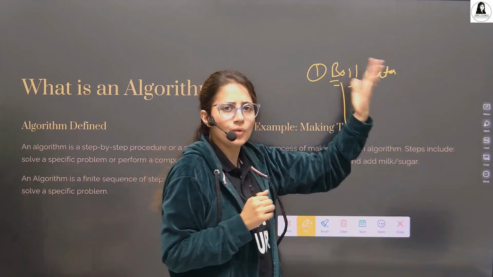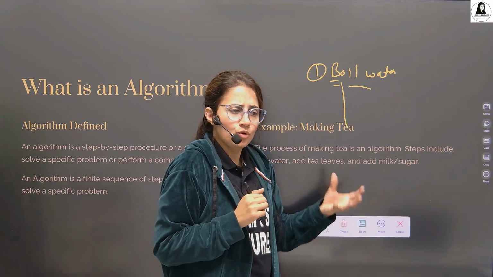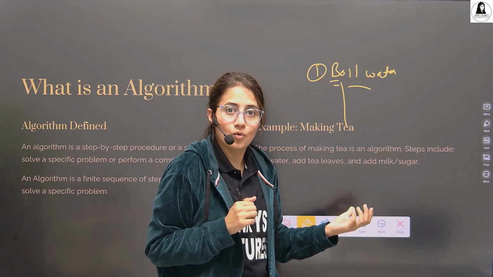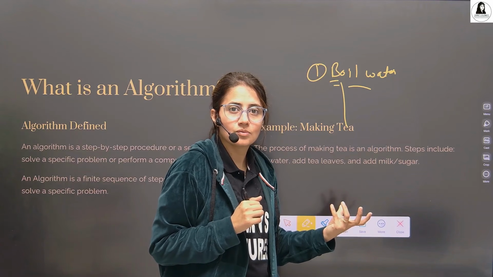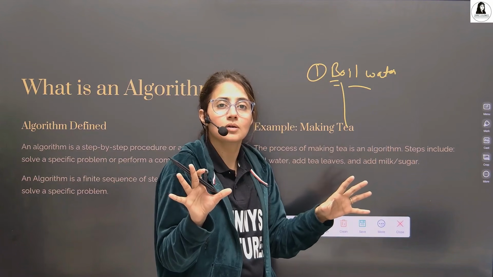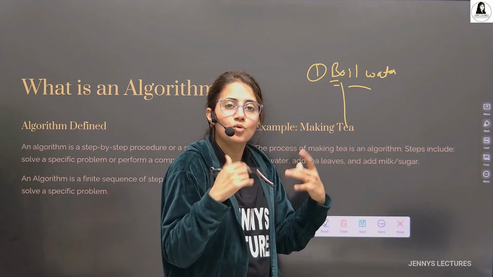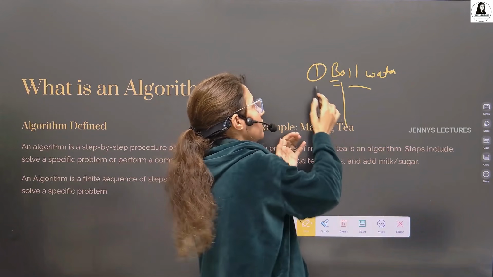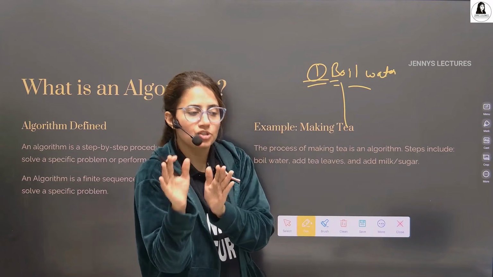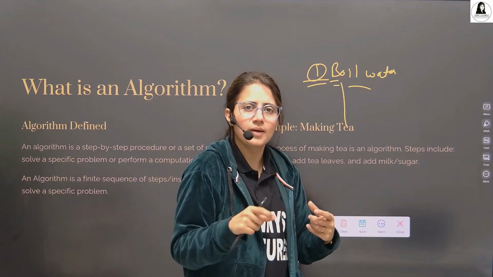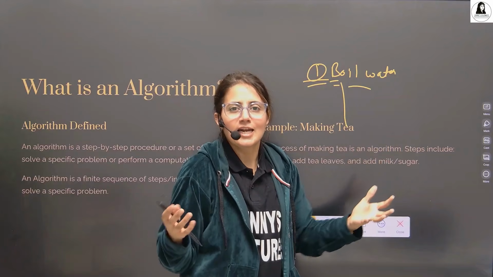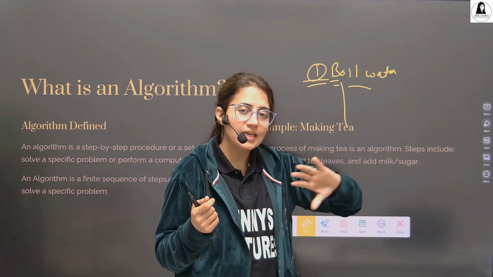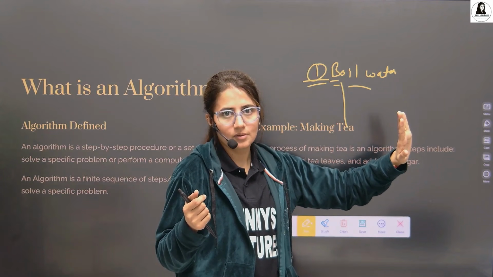I can boil water in many ways. It's not that I have to boil water on the gas only. No. There are many ways to boil water. I can use a kettle also. Ultimately, the goal is to boil water. I'm not saying boil water on gas only. So that's why in every algorithm, each step can have a different implementation as well. When you write a program, there can be many ways to implement that algorithm. Okay. And to solve a problem, there can be many algorithms.